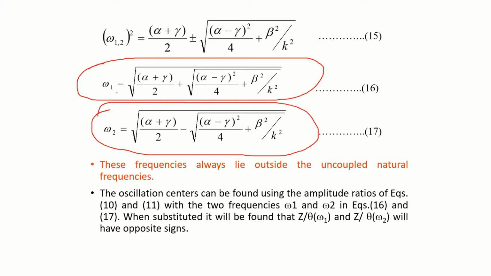These frequencies always lie outside the uncoupled natural frequency. The oscillation centers can be found using the amplitude ratios of equations 10 and 11 with the two frequencies omega, equations 16 and 17. When substituted, it will be found that they have opposite signs.